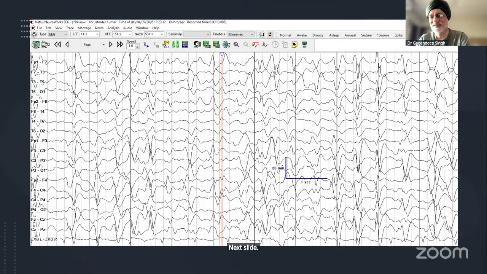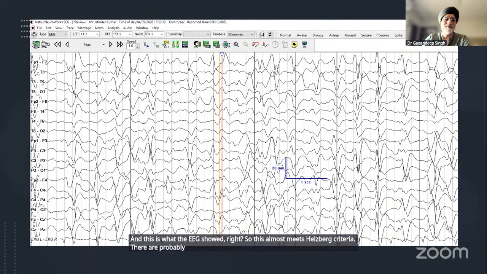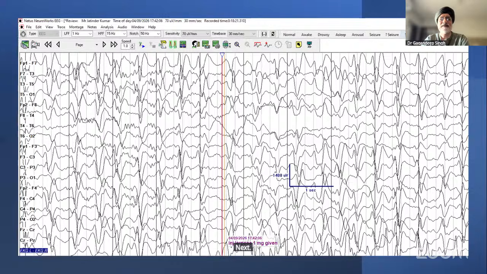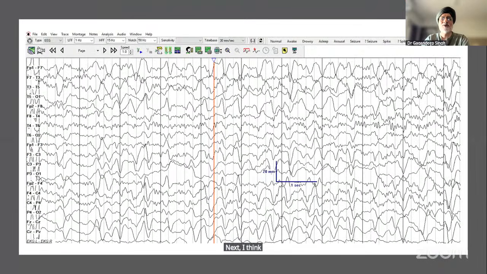And this is what the EEG showed, right? So this almost meets Salzburg criteria. There are probably 25 discharges, very triphasic looking discharges, sharp waves throughout the entire EEG, right? Next slide. Next. I think it goes on and on.